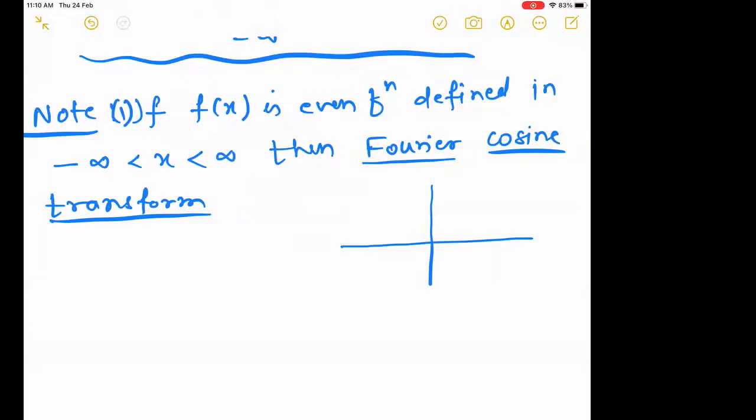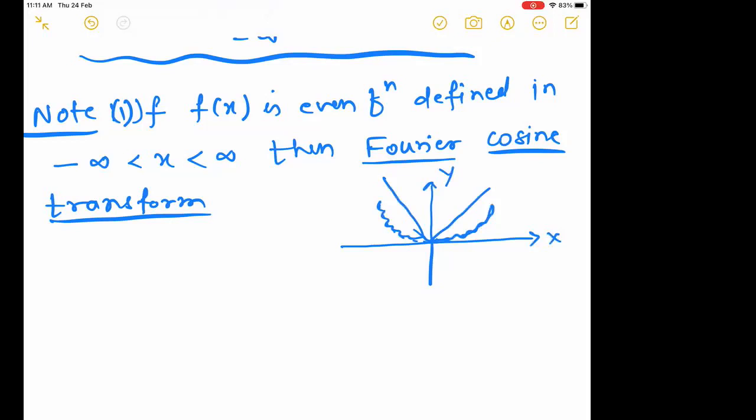So here, the cosine function is an even function, x squared is an even function. You know the parabola graph, which is symmetrical, the right side part and left side part are both the same. If you take a curve like this, the straight lines, which is also symmetrical in this part.